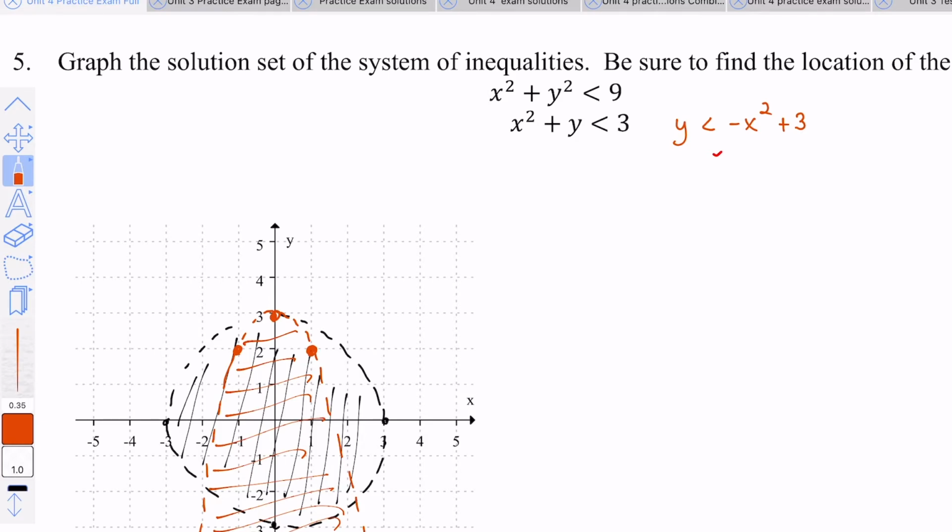So I've got two sets of shaded areas. I've got a shaded area that you can see in black that's inside the circle, and then I've got a shaded area that's in red that's underneath the parabola. So the double shaded area would be contained inside the circle and inside the parabola. So it's inside the circle, inside the parabola. Right here would be the solution set.